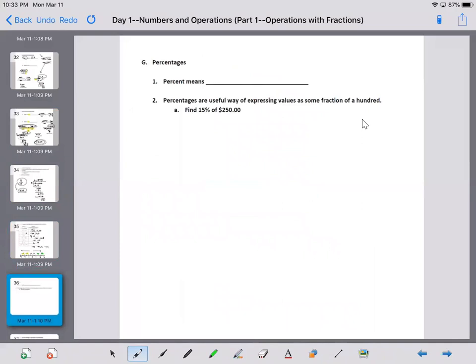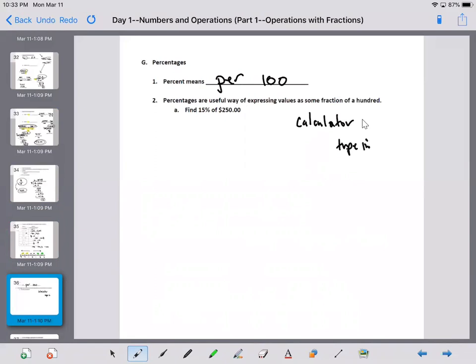Okay, so let's look at percentages. When we're talking about percentages, we're thinking per 100. And so percentages are a useful way of expressing values. So if I want to figure out 15% of something, 15% of $250, think about how we would compute that, and even if we're using the calculator, how we would type that in. Okay, so we've got a specific way we would do that.